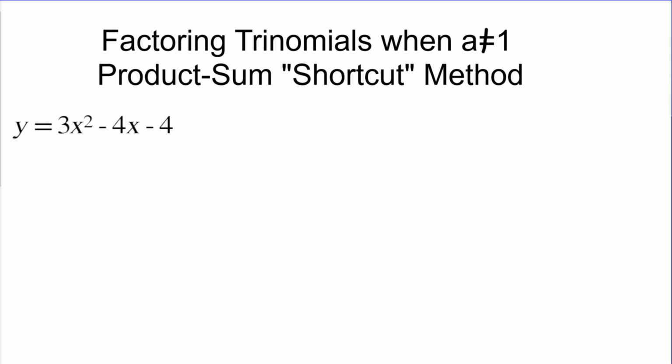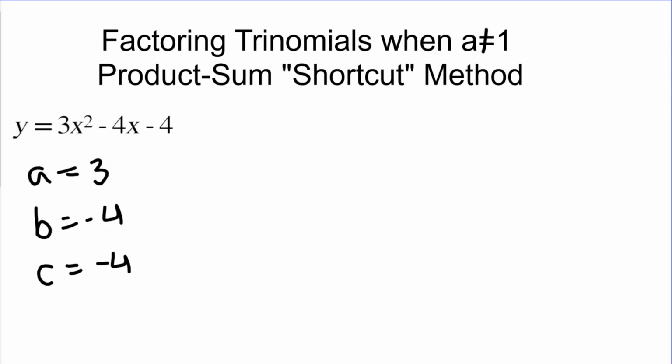Looking at factoring trinomials when the a value isn't 1 through a method called the product sum shortcut. So looking at this polynomial, again, we're dealing with trinomials where the a value, in this case, is 3, the coefficient on the x squared term. My b value is -4, the coefficient on the x term.